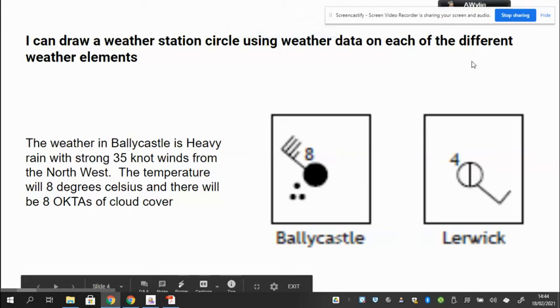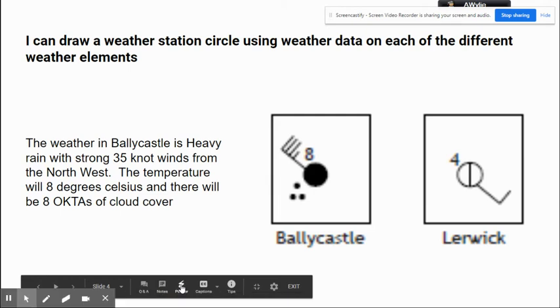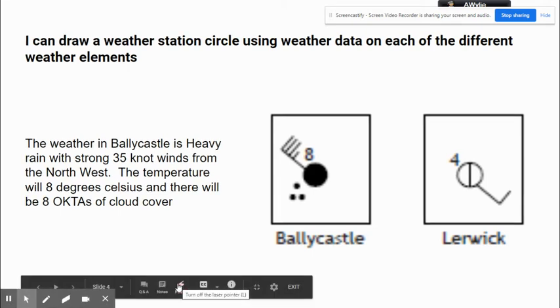Okay, in this tutorial, I'm going to help you understand weather station circles and how to use your knowledge of weather station circles to answer a number of different questions you're likely to see. So the first typical question might be to use some information to draw a weather station circle.